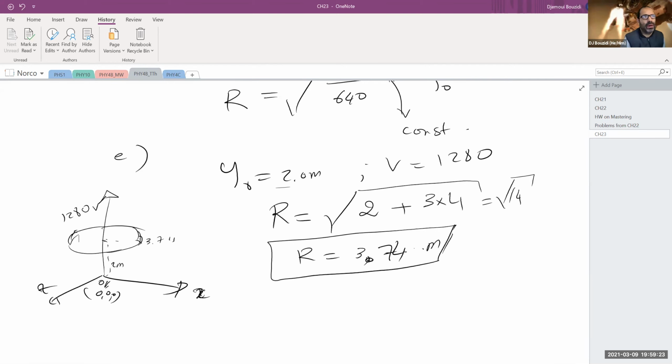Makes sense to you guys? Or actually contour, I'm sorry. Does this problem make sense to you guys? Yes. Yes, it does. Okay.